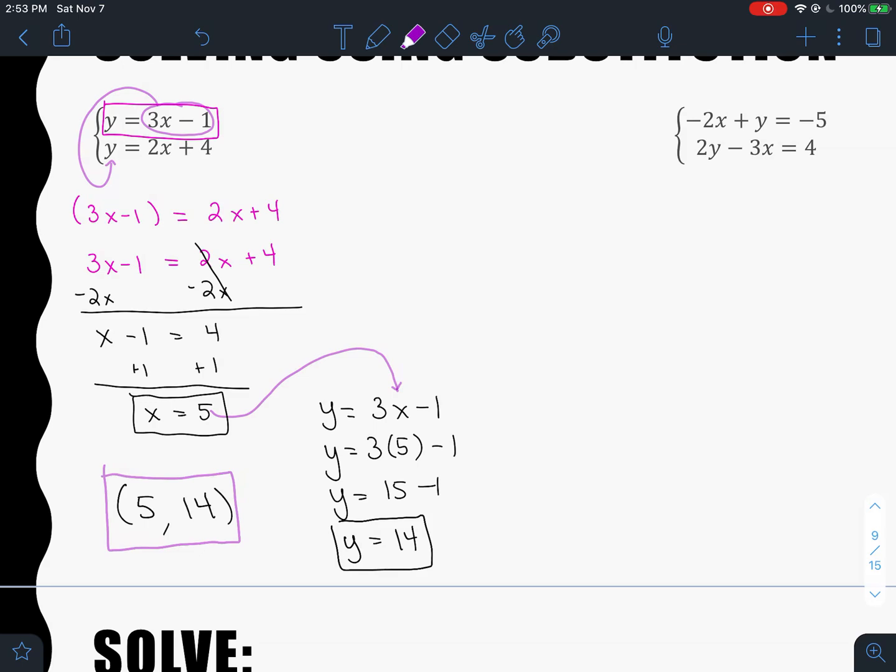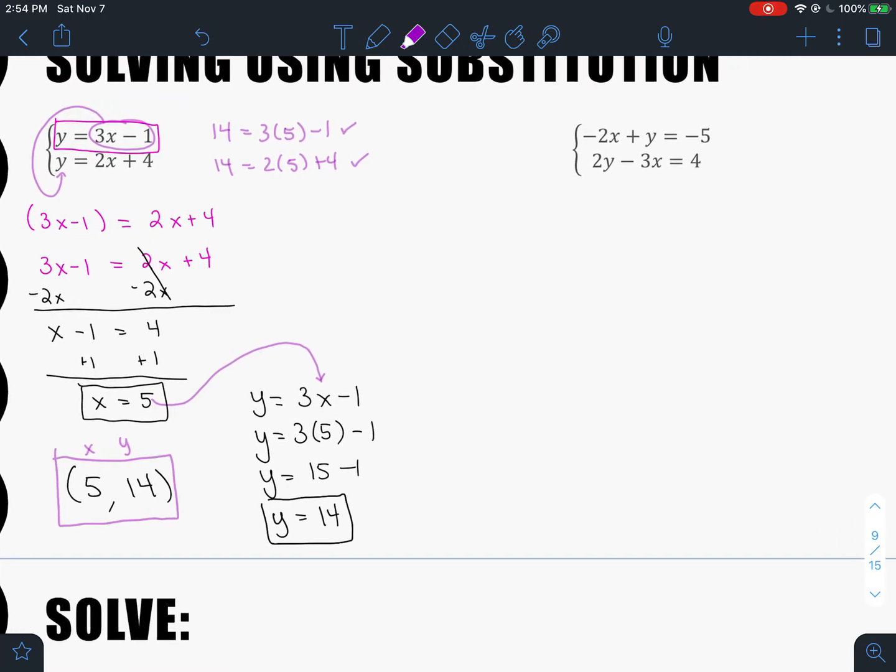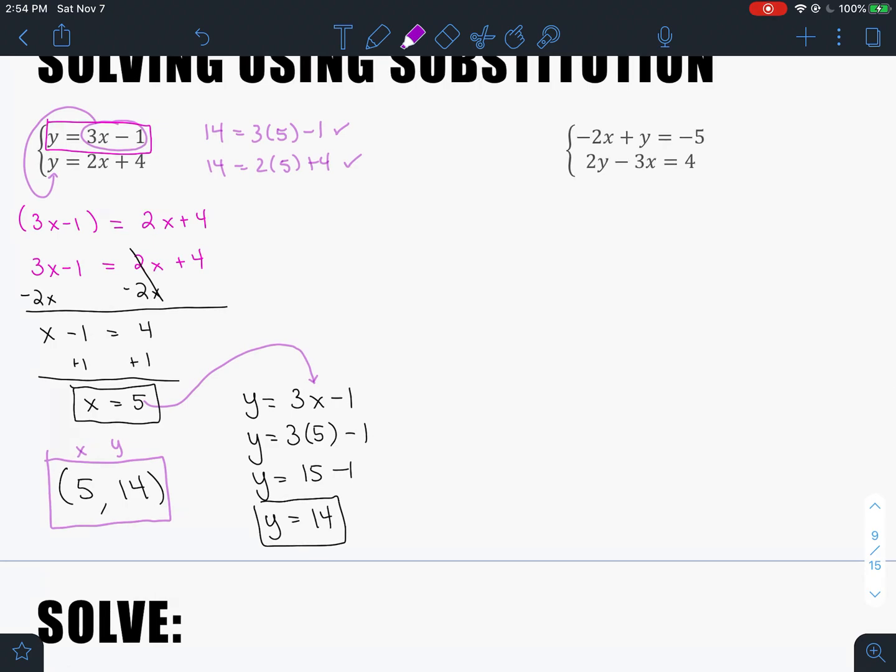And again, you can always check your work by plugging your answer into both of the original equations. So does 14 equal 3 times 5 minus 1? So I'm substituting in 14 for y and 5 for x. Is that a true statement? It is. And then does 14 equal 2 times 5 plus 4? It does. So the point (5, 14) works in both of these equations, so we solved it correctly.